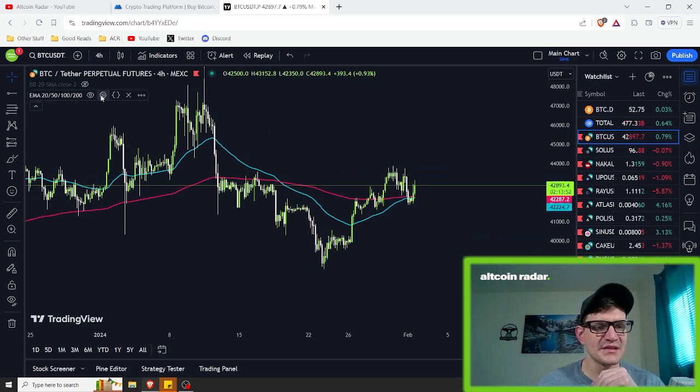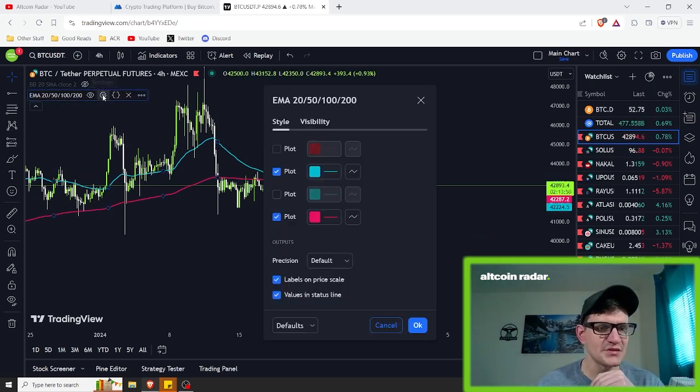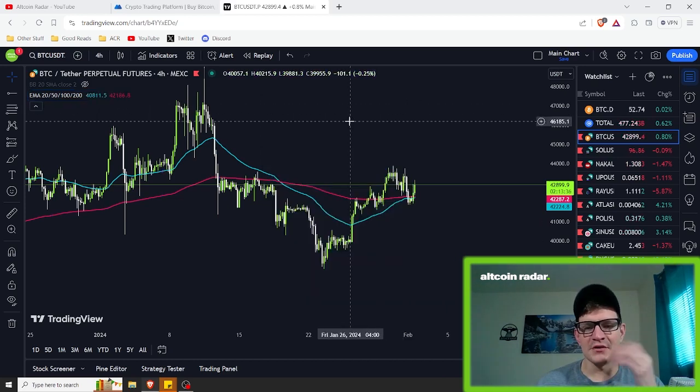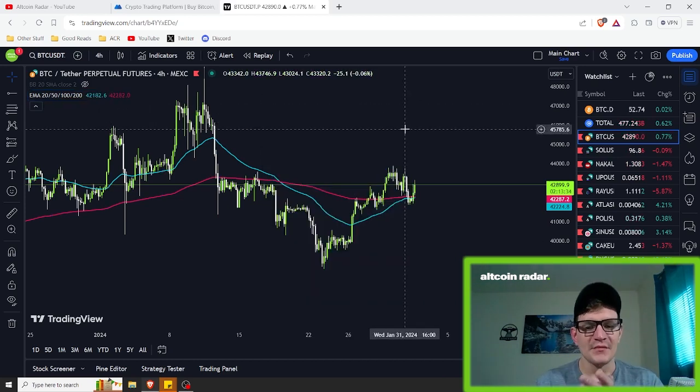Now, in the settings, if you don't know anything about the settings, you just click on settings, and if you just want to use the 50 and the 200, you simply uncheck the 20 and uncheck the 100. All right, and then you just click OK, change them to whatever colors you want, and there you go. So back to the education.